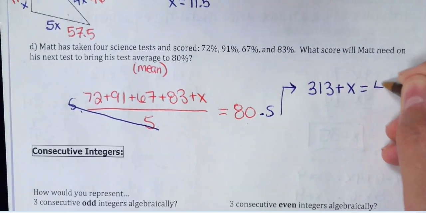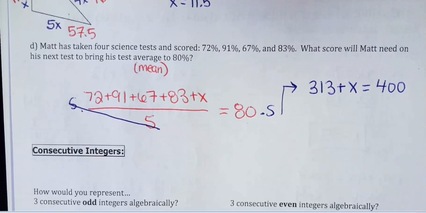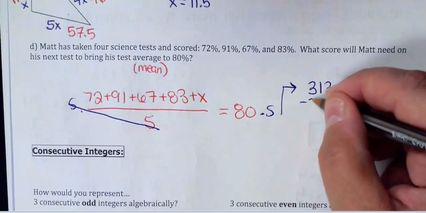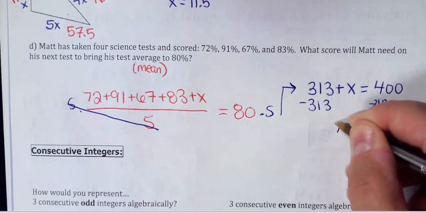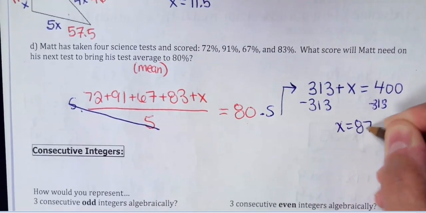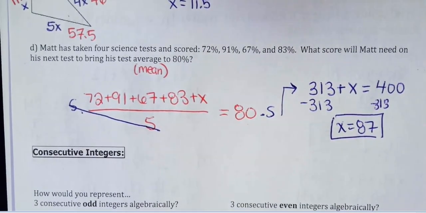Now I want this to equal 400. That's what I got when I multiplied 80 times 5. Then literally all you have to do, just subtract the 313, and that'll tell you the test score you need, which is just going to be an 87. So, does anybody have any questions?